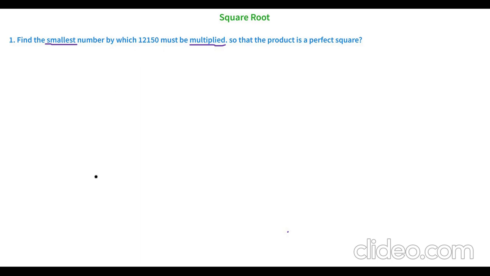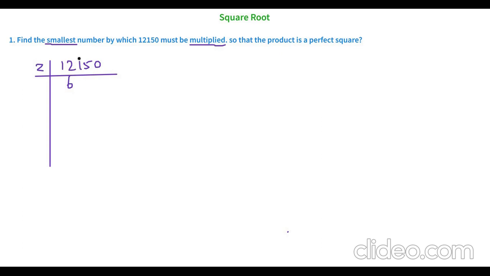We will use the prime factorization method for this type of question. The number given is 12150. I'm going to divide this by 2. We'll always take the smallest number, which is 2. This is an even number, so it is divisible by 2. So this will have 6.